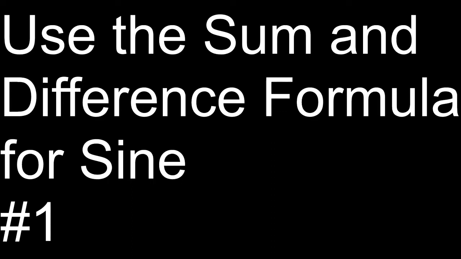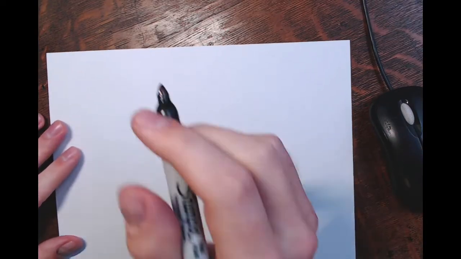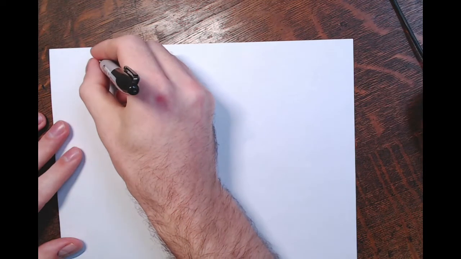Hopefully you've read through section 9.2 already of your OpenStax book, or maybe you looked at more instruction in your assignment. But I want to bring up, what are these sum and difference formulas for sine? The sine of a sum of two angles and the sine of a difference of two angles. Here I'll write them out.